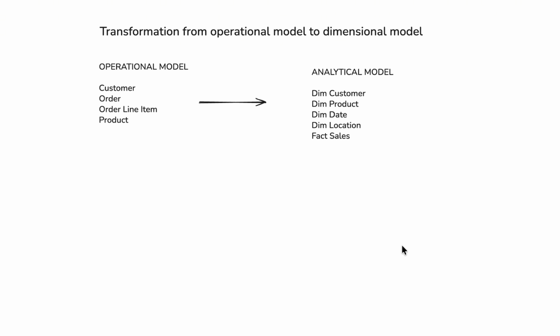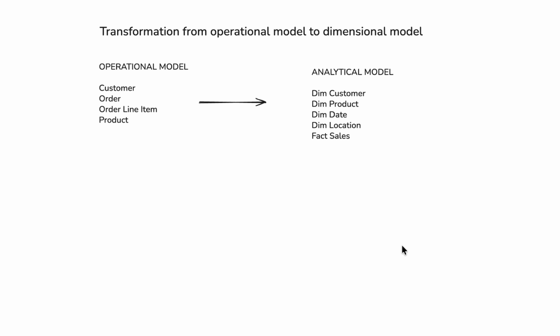A business may be using different systems. For example, customers may be managed in Salesforce. Orders may be managed in SAP. Order line item probably lives with the orders or within SAP. And product, maybe there's some catalog software the company may be using where they maintain all their products. So you have these different systems that manage the source data.